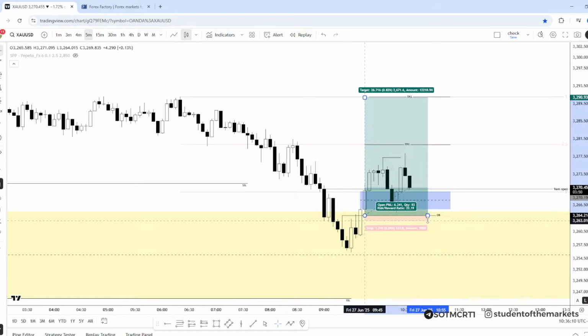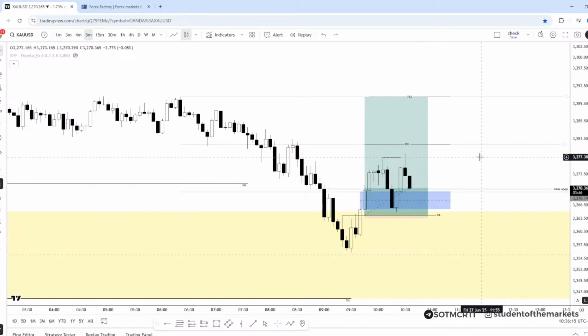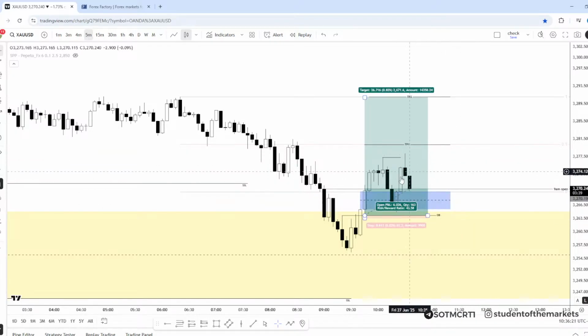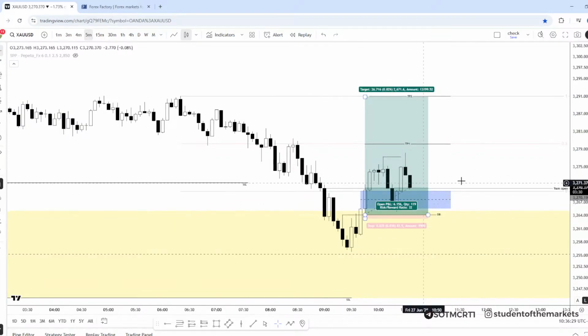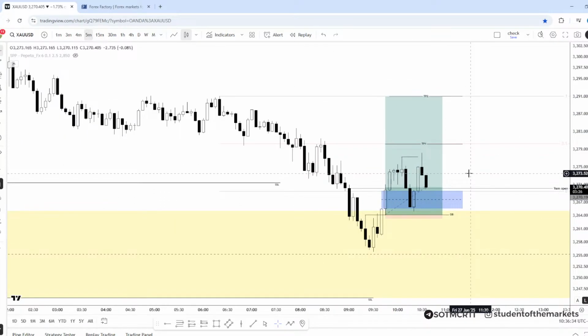Now if price does stop me out at break even, I'm fine because today is Friday, and I'm not gonna sit here for another hour waiting for price to hit my take profits. Now I just managed my risk. I secured some profits, moved my stop loss to break even. So now I will just leave it like this, and we'll see what happens.